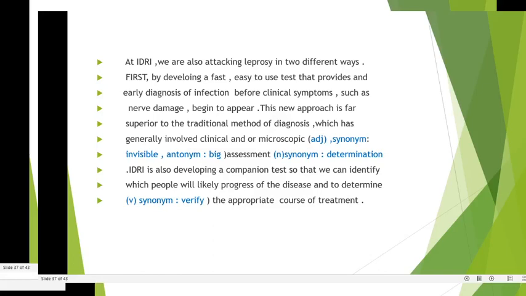IDRI is also developing a companion test so that we can identify which people will likely progress to the disease and to determine the appropriate course of treatment. IDRI একটি সঙ্গী পরীক্ষাও গড়ে তুলেছে যাতে আমরা চিহ্নিত করতে পারি কোন মানুষগুলো রোগের ঝুঁকিতে আছে এবং চিকিৎসার সঠিক উপায় তাদের জন্য সুনির্দিষ্ট করতে পারি। Microscopic, synonym invisible, antonym big, it is an adjective. Assessment, it is a noun, and synonym of this word is determination. Okay.